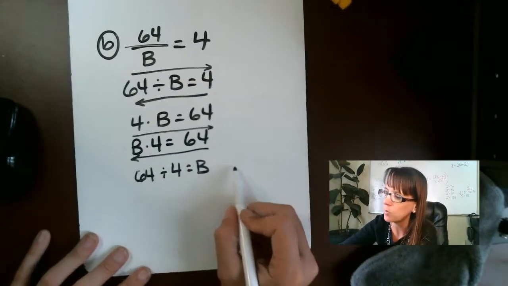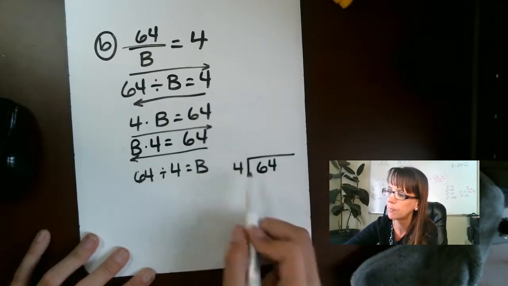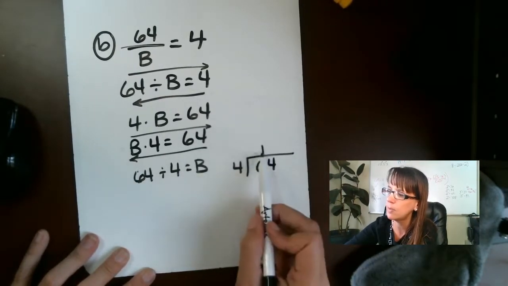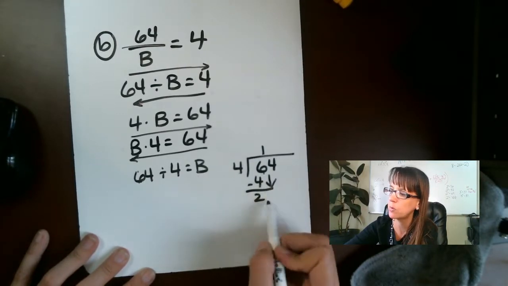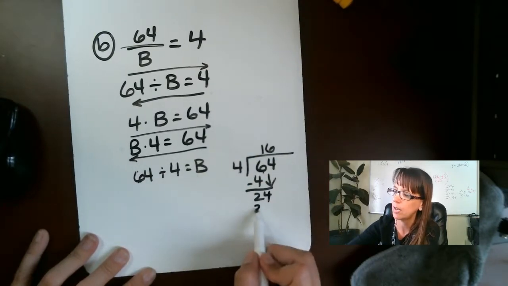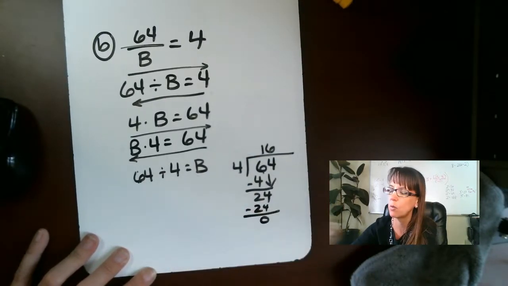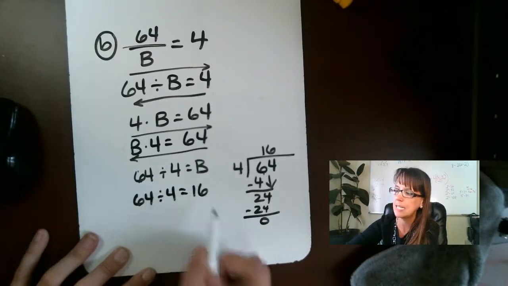I'm going to do a little side work here. So 4, and this comes first, so it goes outside the division box. 4 goes into 6 one time. 1 times 4 is 4. We subtract, and every time we subtract, we bring down. 6 times 4 is 24, and we have no remainders. So 64 divided by 4 equals 16.